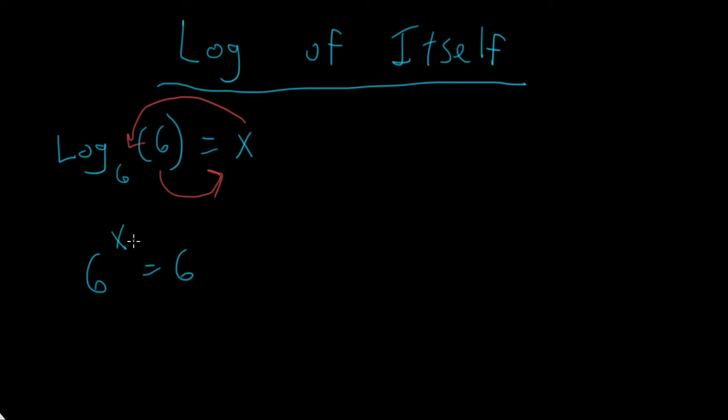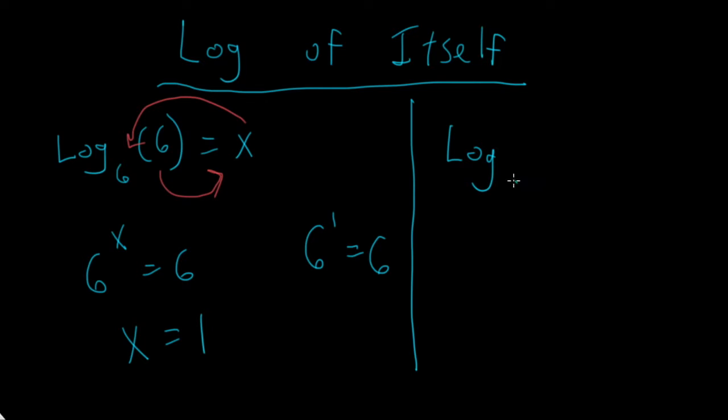Now, what happens if we have a number raised to some power to get itself? Well, x would just equal 1, because 6 to the 1 power is equal to 6. Of course, this is going to be the same no matter what. Say you have log base 99 of 99, still going to equal 1, because 99 to the 1 power is equal to 99. So log of itself is always 1.